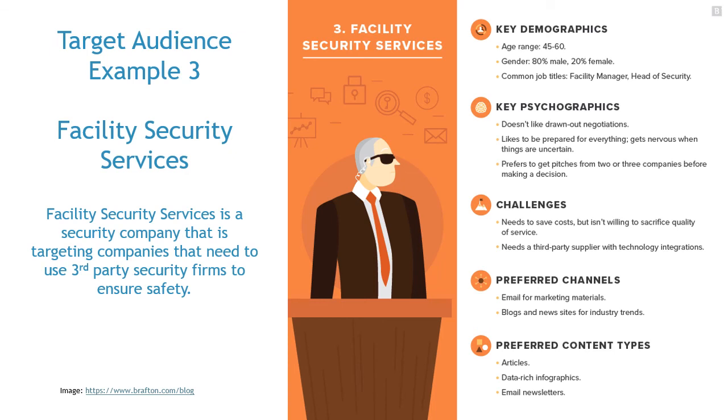Example 3 is a facility security services company. The Facility Security Services is a security company that is targeting companies that need to use third-party security firms to ensure safety. They'll have to take into account key demographics, key psychographics, the challenges, preferred channels, and preferred content types. Pause the video at this time and review the information on the right.